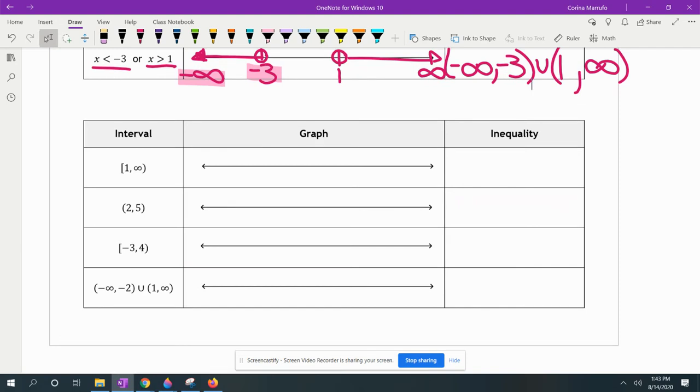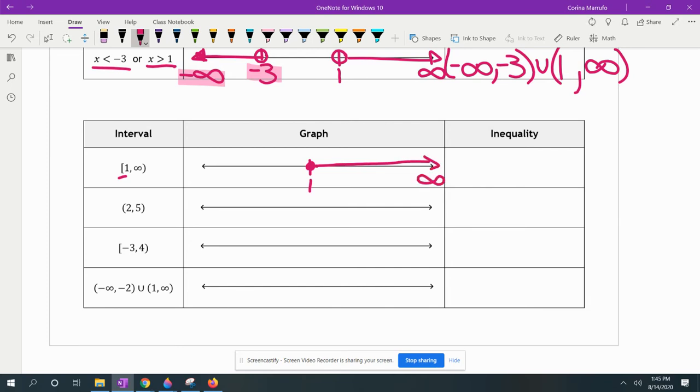All right, interval. So here we're working a little bit backwards. Now they're giving us the interval. We're going to have to graph it, and we're going to have to write the inequality. So we have from 1 to infinity. Okay, so I'm going to write 1. Here's 1. They do use a bracket here, so we are going to have a closed circle. And then it goes all the way up to infinity.